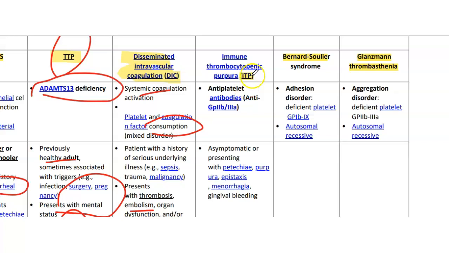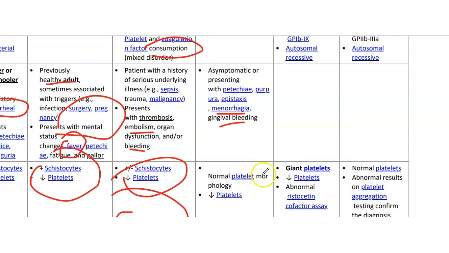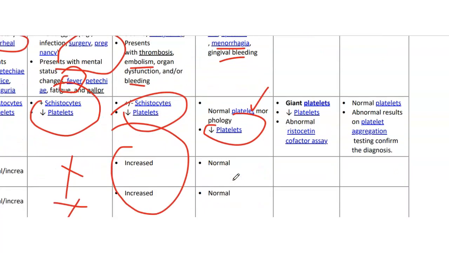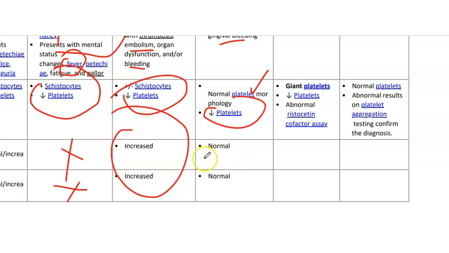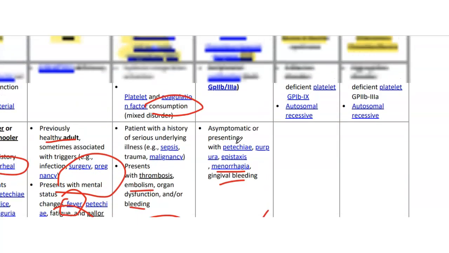Another differential is ITP. Remember that in ITP we have antiplatelet antibodies against the GP2B/3A receptor. It can be asymptomatic or present with petechiae, purpura, epistaxis, heavy menstrual bleeding, and gum bleeding. There will be normal platelet morphology, so morphology is not affected, and platelet count will be decreased, and all other findings will be normal in case of ITP. Only bleeding time will be increased.